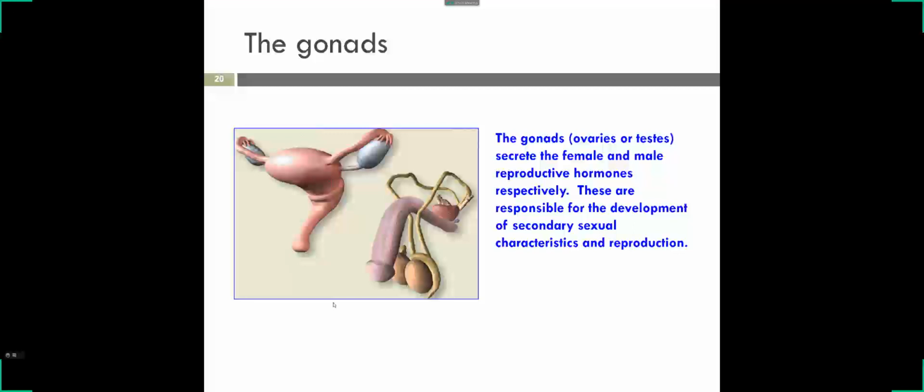I mentioned to you an important part of the endocrine system is the reproductive system, and the two important organs involved are the ovaries or testes of the gonads, which control secretion of the male and female reproductive hormones. And these are responsible for the development of secondary sexual characteristics and reproduction.